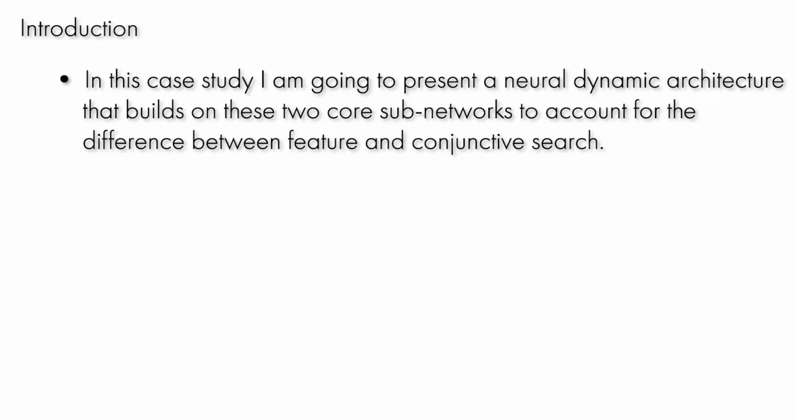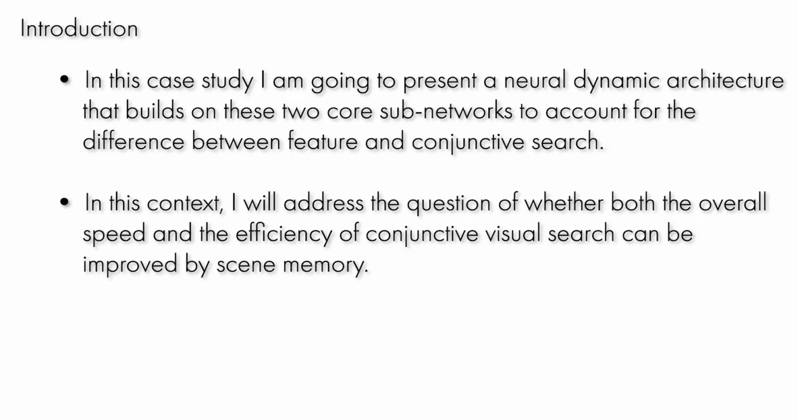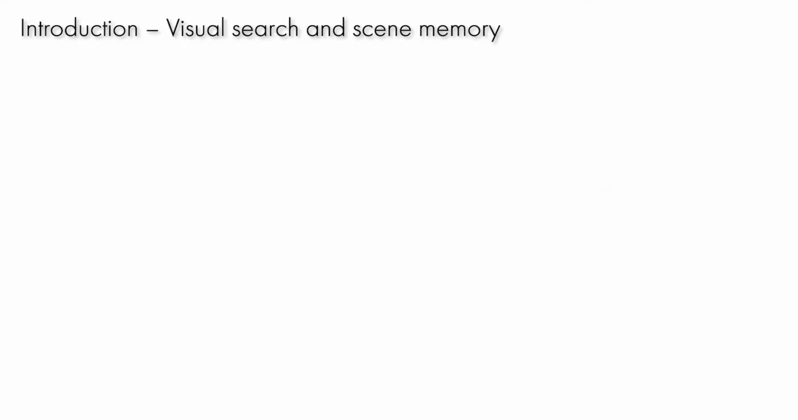In this case study, I'm going to present a neural dynamic architecture that builds on these two core subnetworks to account for the difference between feature and conjunctive search. In this context, I will address the question of whether both the overall speed and efficiency of conjunctive visual search can be improved by scene memory.